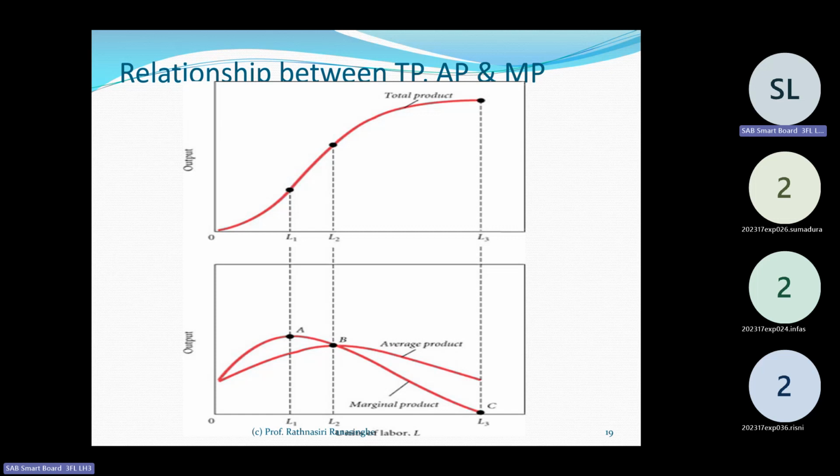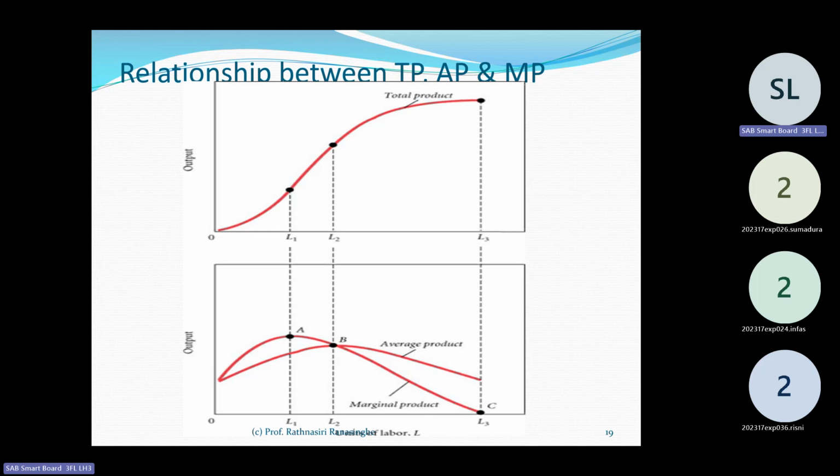And the average product, how do you obtain the average product? You draw a line from the origin to this curve, and the slope of that line gives you the average product. Initially, if you draw the lines, what happens? The slope increases, so the average product increases, right?